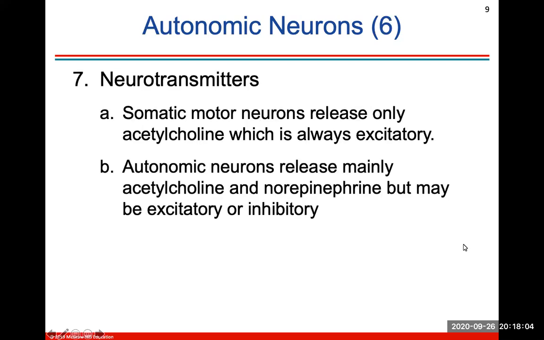So we'll talk about neurotransmitters. Somatic motor neurons release only acetylcholine, which is always excitatory. And remember, somatic motor neurons always go to muscle cells, and acetylcholine is the main and only neurotransmitter that's needed for muscle cell contraction, skeletal muscle cell contraction. Autonomic neurons will release mainly acetylcholine, but also norepinephrine, and they can be excitatory or inhibitory. That means they can stimulate a response in the effector, or they can inhibit it.